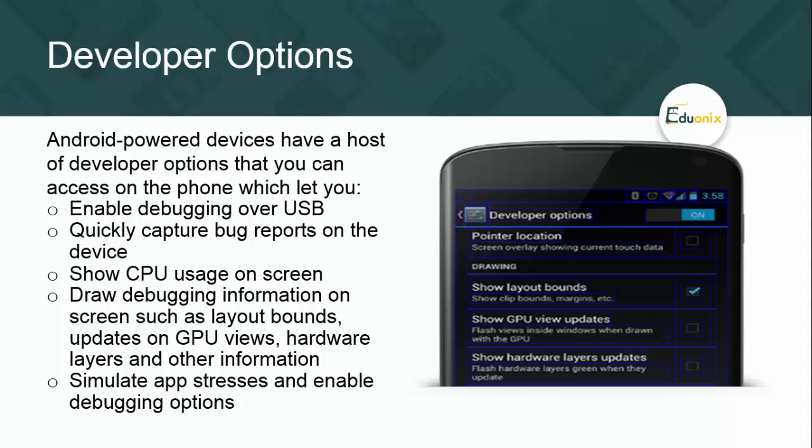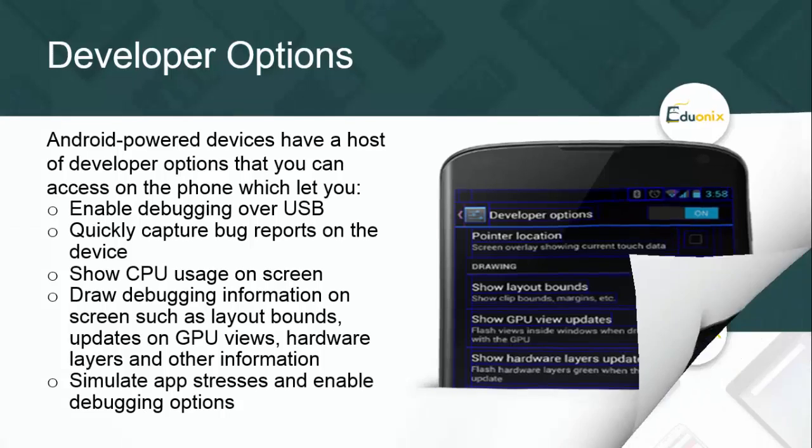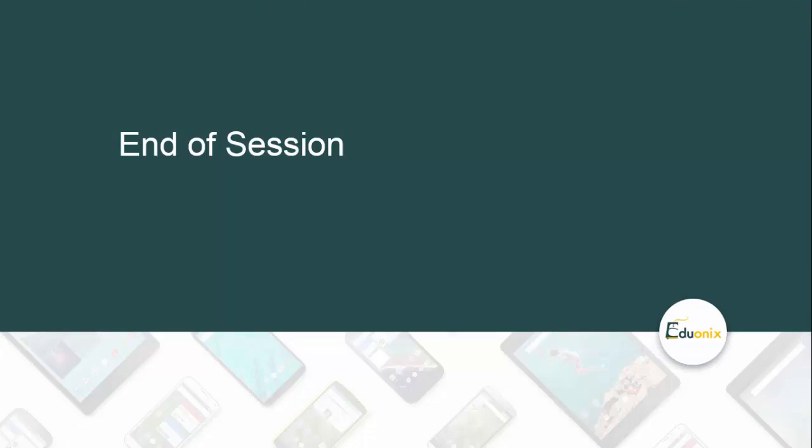This concludes our discussion on setting up the Android development environment. We have covered the basic system requirements and environment setup procedures for creating an Android app, whether you're working on Windows, Mac, or Linux. We have also covered developer options that you can enable on your Android device to help in debugging and optimizing your app. We'll see you back here for our next session.